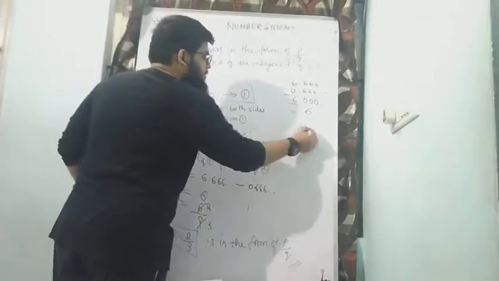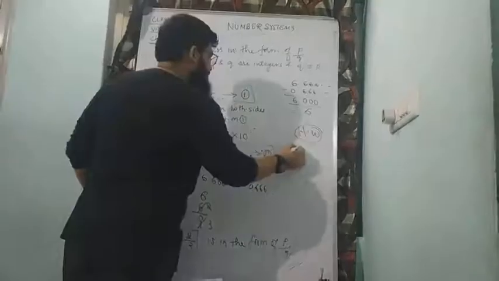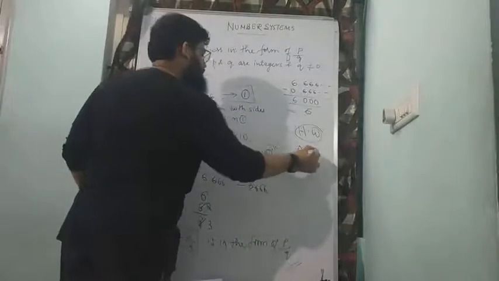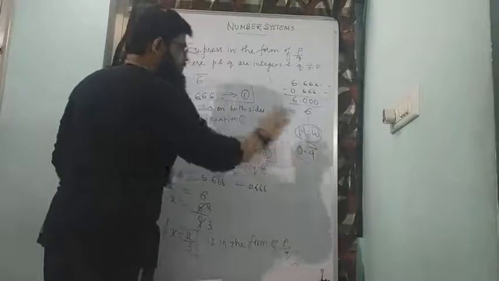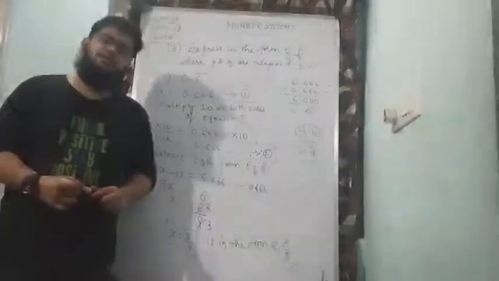For homework, try a very simple question like 0.4 bar. Try the same procedure for 0.4 bar. I hope you will try to do it.